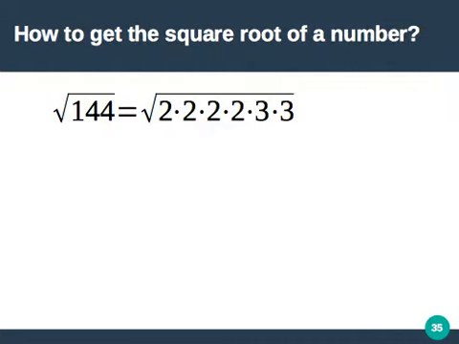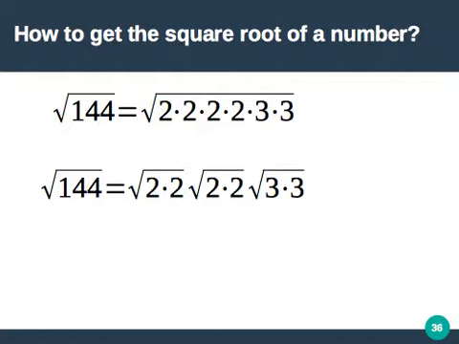So that means that 144 can be written as 2 times 2 times 2 times 2 times 3 times 3. That is 144. All right, we have to get the square root of this. Well, how do we do it? First of all, we have to separate the pairs. We take these two 2s into a square root, and then these two 3s into a square root.